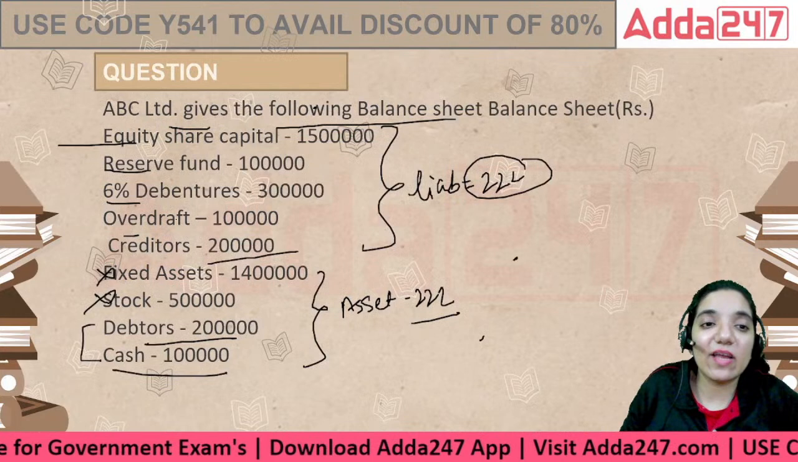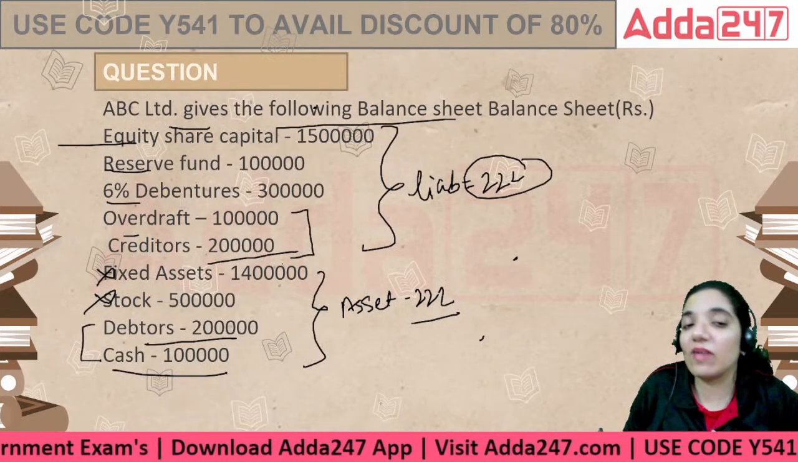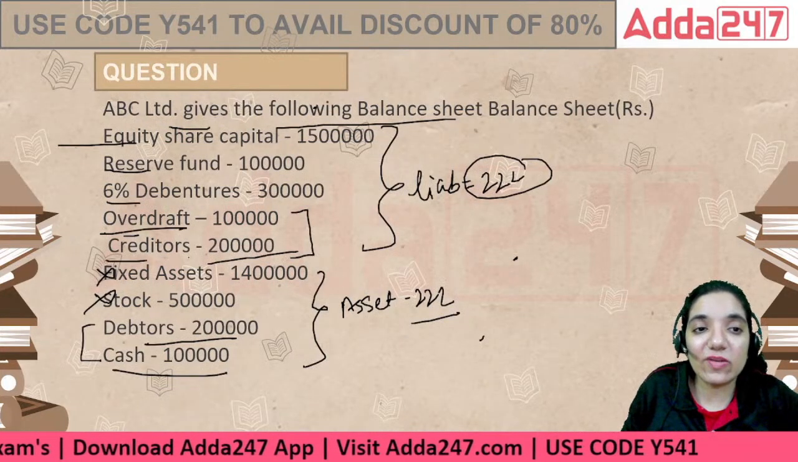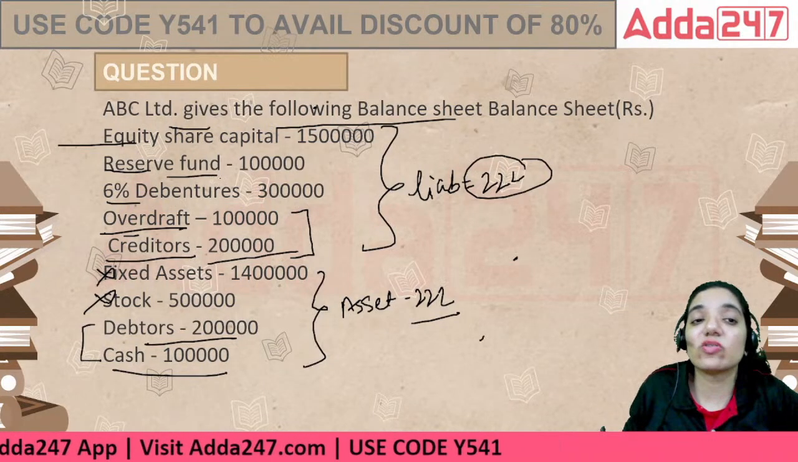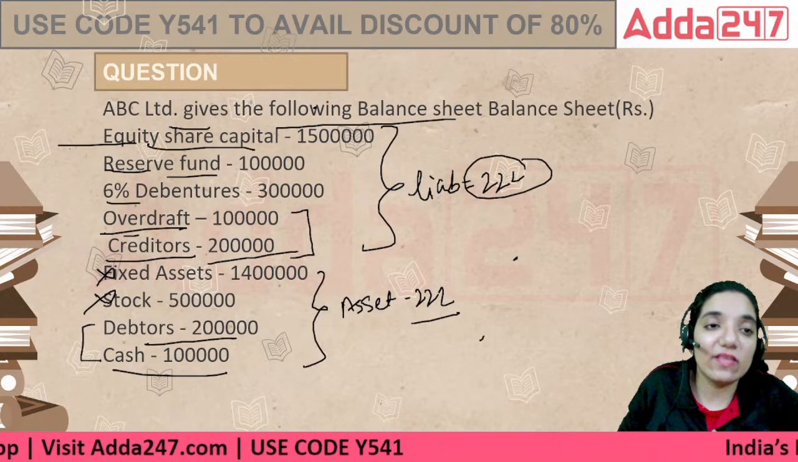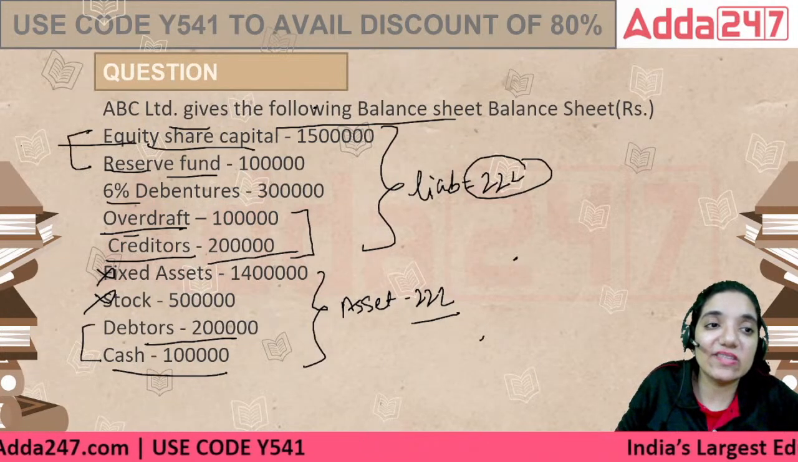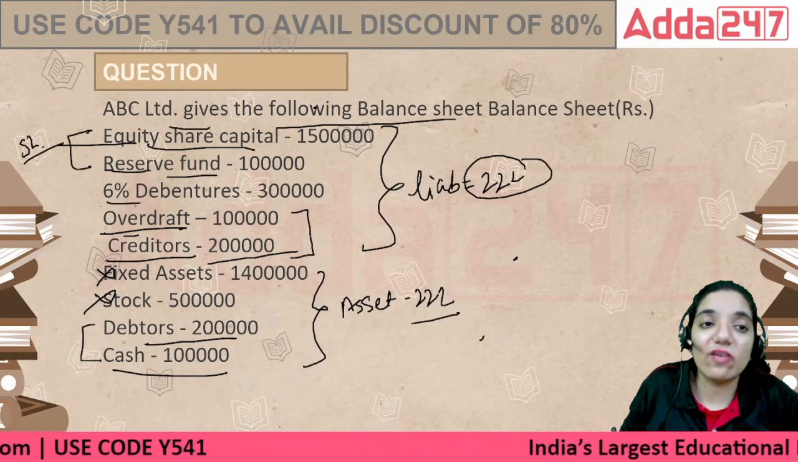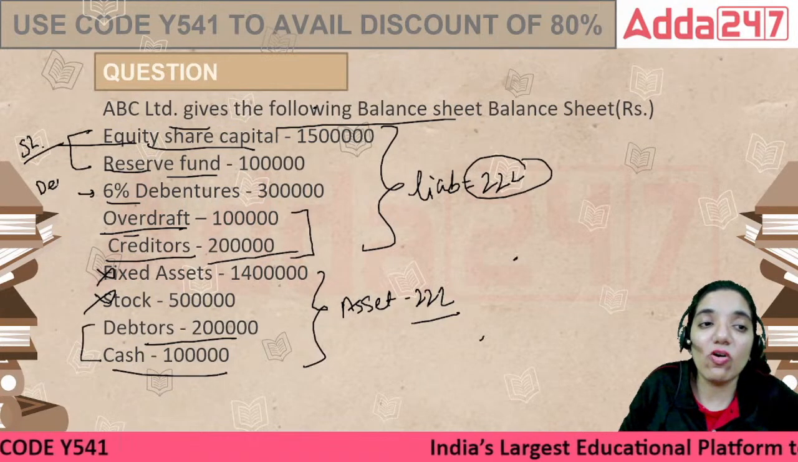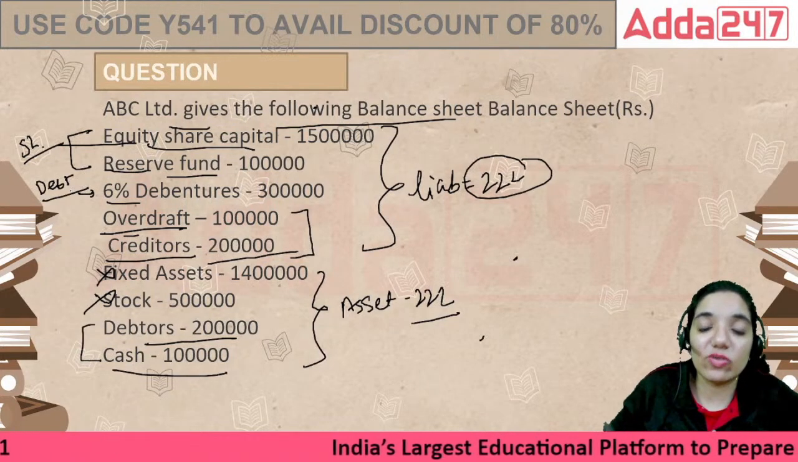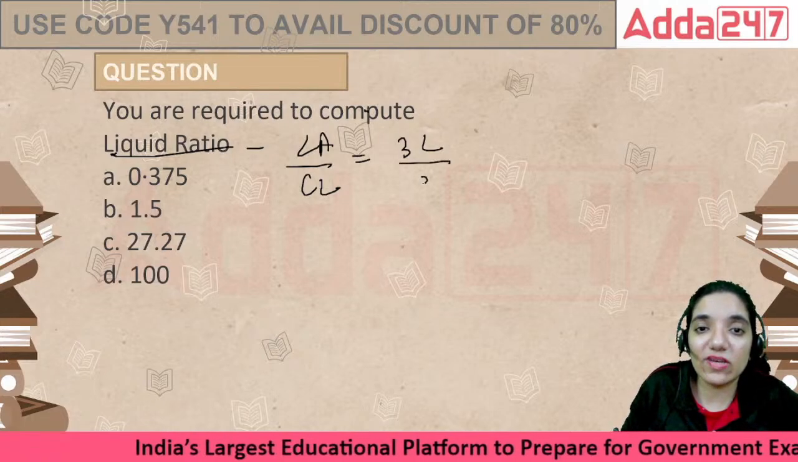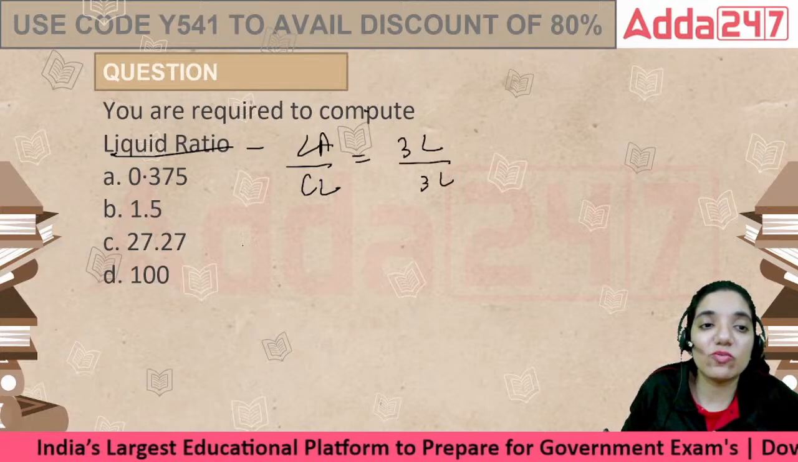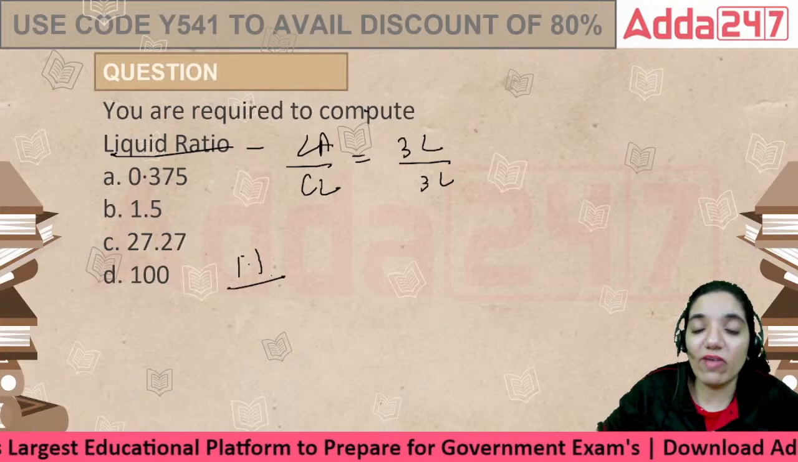And then we have the current liabilities. I can see only two current liabilities, that is overdraft as well as creditors, as debenture is a long-term liability, and the reserve fund is also not current, nor is equity share. Equity and reserves are shareholder funds, while debentures is a long-term debt. So it would be 3 lakh again. So technically both are turning out to be 3 lakh. So what would be the answer? It would be 1:1.